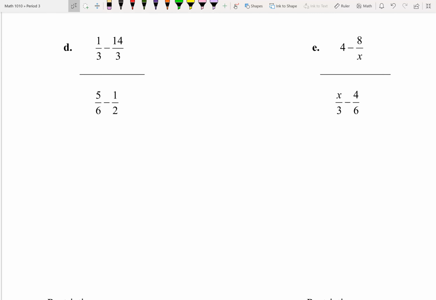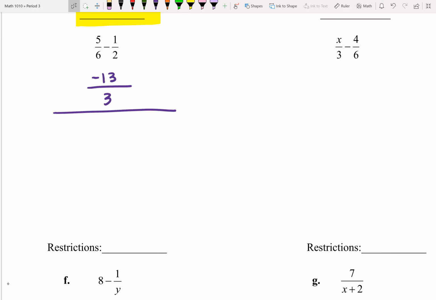Am I ready to write this division bar as a division symbol, yes or no? No. Both of them are messed up, right? So let's do a big long division bar, and let's look at the top. Well, the top is really pretty much done because I already have that common denominator of 3, so I just go 1 minus 14 is negative 13. That's easy. Now let's look at the bottom. Everybody in the room, tell me what's the common denominator going to be right here on the bottom? It's going to be a 6.